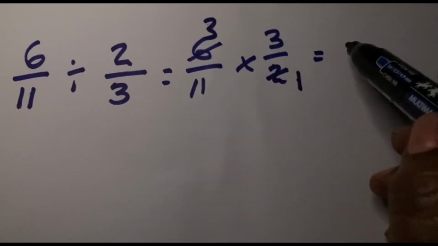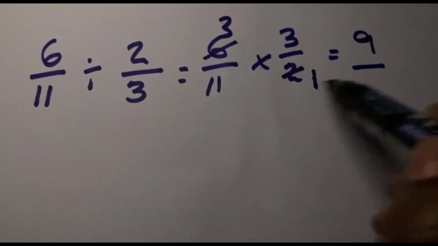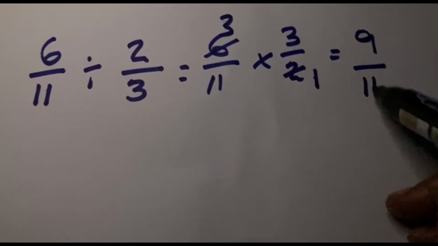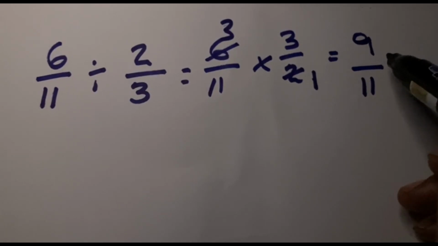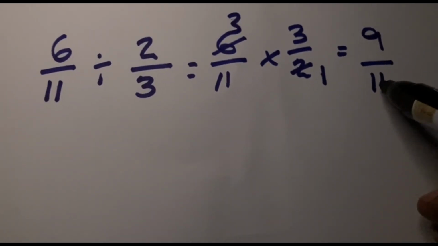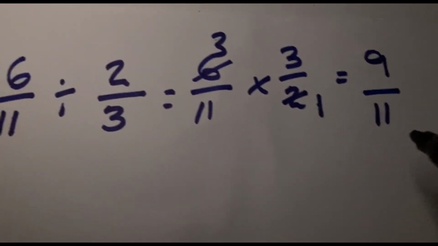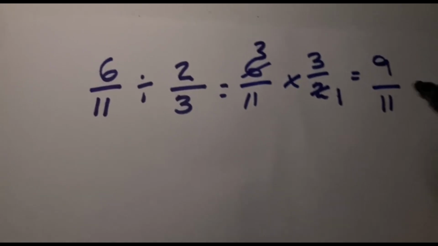2 by 2 is 1, 6 by 2 is 3. Therefore, 3 times 3 is 9 and 11 times 1 is 11. In this case, 9 is smaller than 11, so we cannot change it into a mixed fraction.